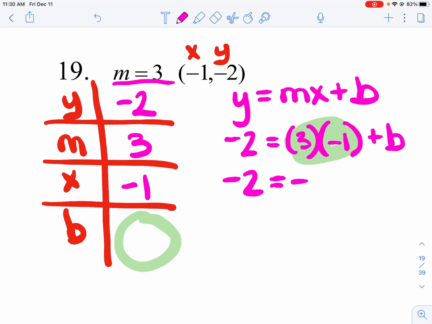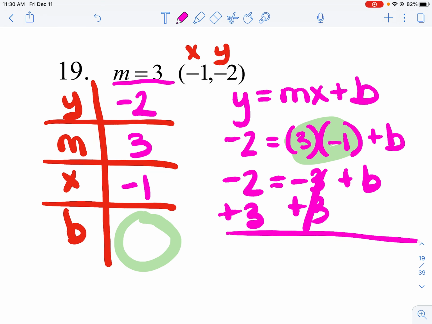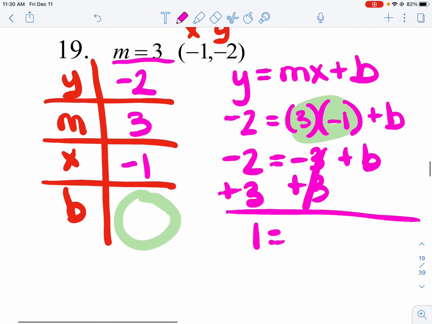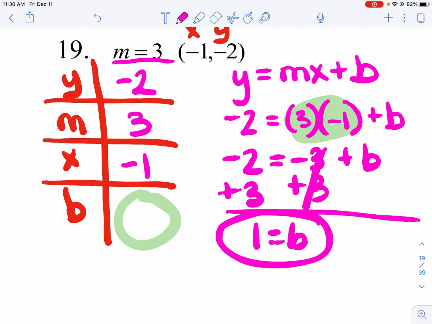3 times negative 1 is negative 3. I'm going to add 3 to both sides. You guys are doing superstar awesome. So b is 1. Oh, I'm all done. All done with this question.